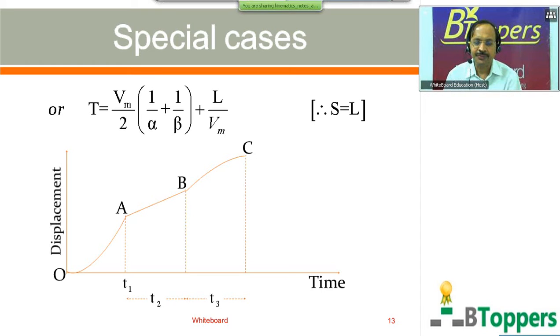You can see the curve OA is a parabola which represents the displacement time graph for the first time interval t1, during which it starts from rest and moves with constant acceleration alpha. So the body moves with constant acceleration alpha, or in general constant acceleration a, starting from rest, s equal to half a t square, s proportional to t square. Taking displacement along the y-axis, s equal to y, x equal to t. So y proportional to x square represents the equation of a parabola.